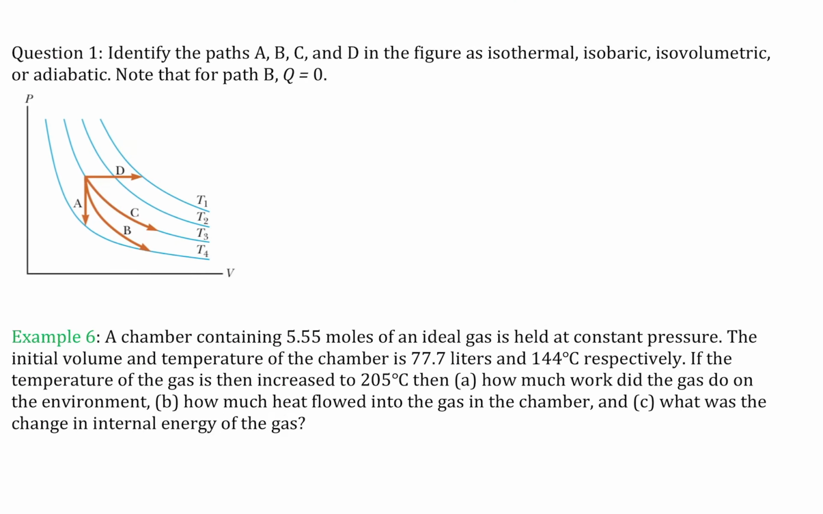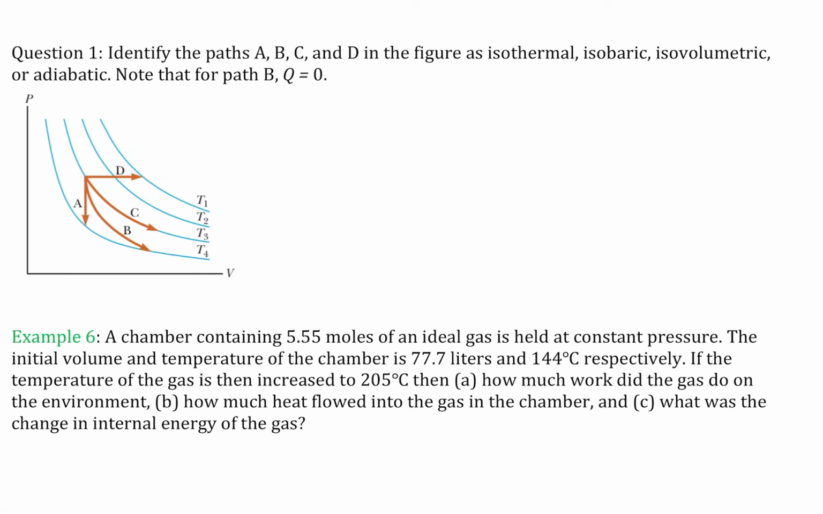Now let's do a concept question. Unlike the first page, where I accidentally drew the curve wrong, and I'm going to fix that on the upload, here we have the correct curve for an isobaric expansion. In this concept question, we want to identify paths A, B, C, D in the figure as isothermal, isobaric, isovolumetric, and adiabatic. So do this right now.